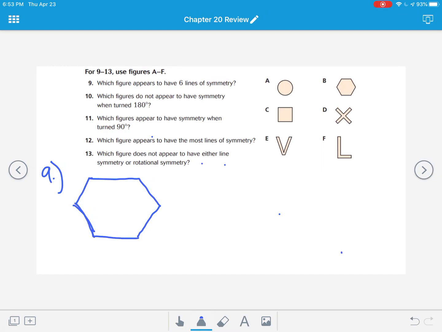Okay. So looking at this, if I split it across, like that, I end up with 2 trapezoids. So I'm going to use a different color for each one. So that was one line of symmetry. Let's see if I can do it through 2 other corners. Again, I end up with 2 trapezoids, so that works as well.